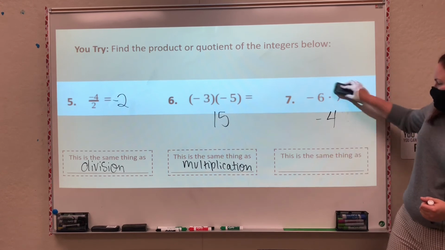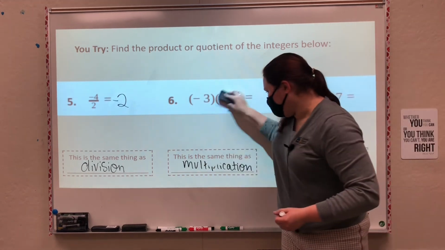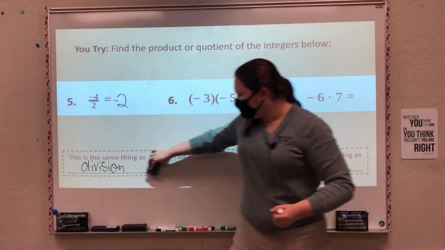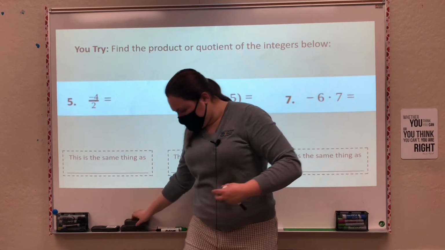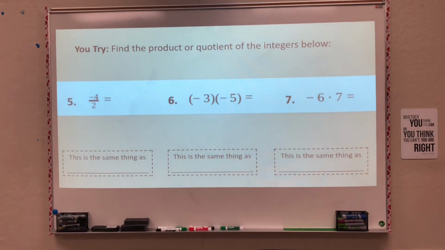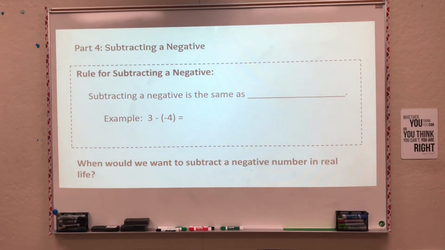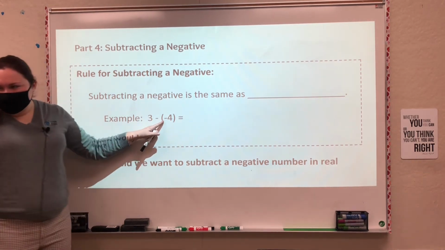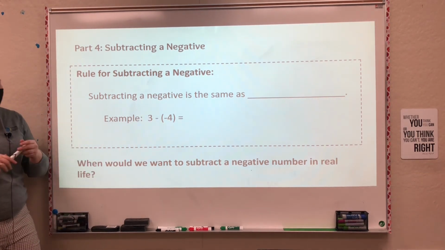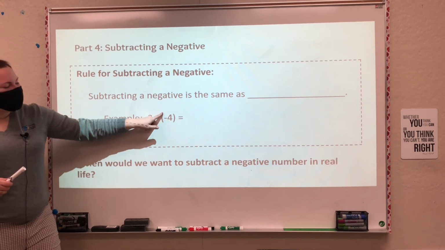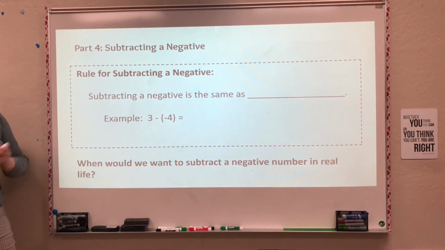I'm going to skip that last problem on your page and go down to the last rule. The last rule we have is what you do when you're subtracting a negative. So when you have something like this, and I think this is what you were thinking of earlier when you were mentioning parentheses, if you were subtracting a negative number, what are we going to have to do there?